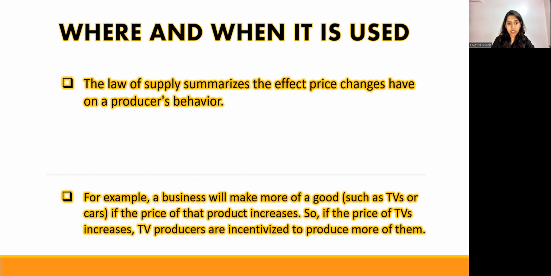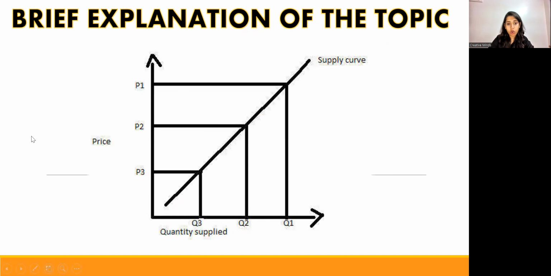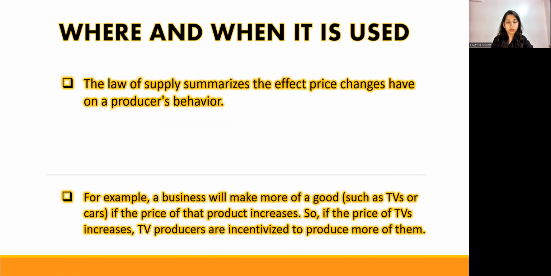We can see in the diagram that when the price P3 increases, the quantity also increases. When the price P2 increases, the quantity also increases. When the price P1 increases, the quantity also increases. So when the price increases, the quantity also increases, and when the price decreases, the quantity also decreases. This is what the law of supply says.